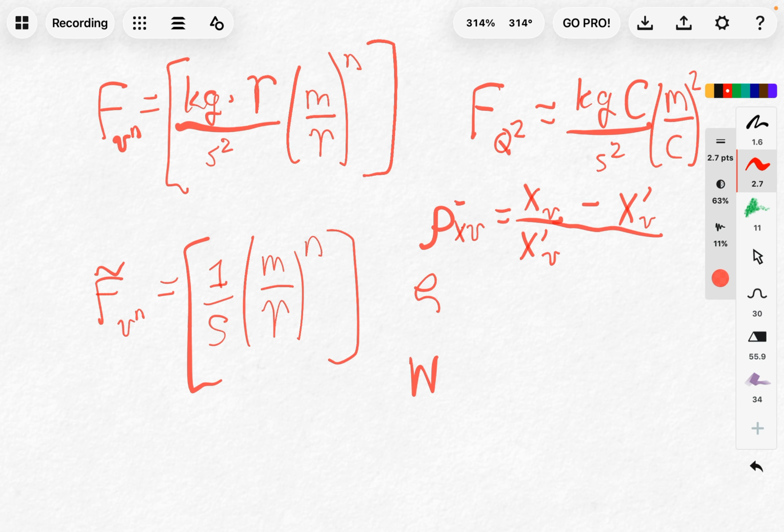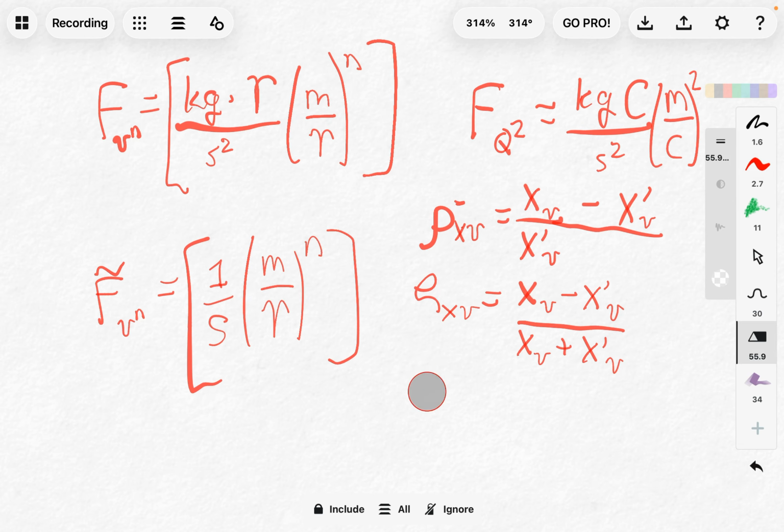And then rho tilde, or var rho, whichever way you want to write it, is x epsilon minus x prime epsilon over x epsilon plus x prime epsilon. So there's that. These are just simple ratios. These will always be unitless. And then weight. Weight is a special one used for averages. And of course, this could also be a percent, but this is just using averages.